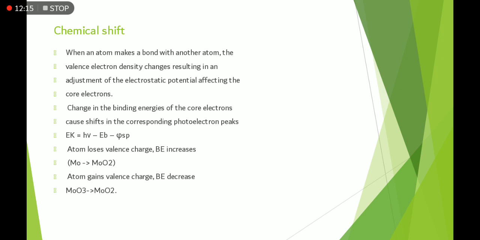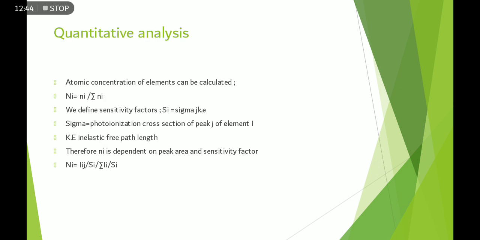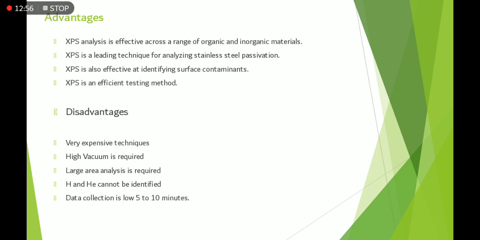Chemical shift. When an atom makes a bond with another atom, the valence electron density changes, resulting in an adjustment of the electrostatic potential affecting the core electrons. A change in binding energies of the core electrons causes a shift in the corresponding photoelectron peaks. As we know, when an atom loses valence charge, binding energy increases, and when it gains, binding energy decreases. There is also quantitative analysis, where we can see different values of how we measure XPS and calculate it.